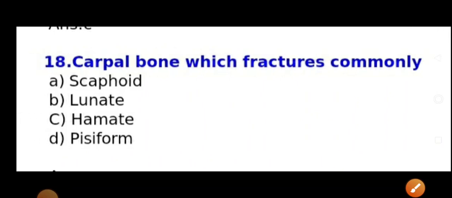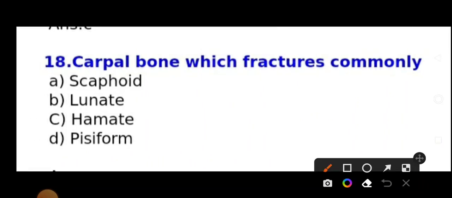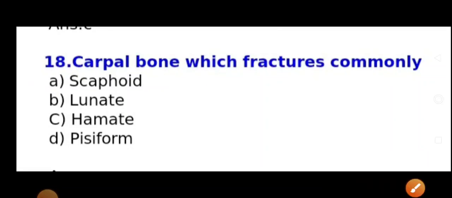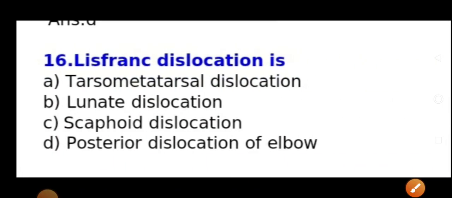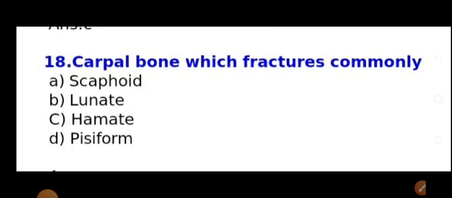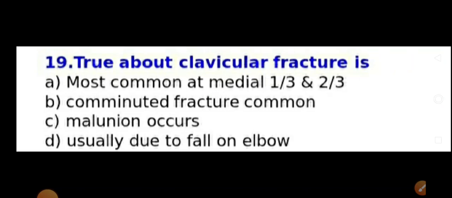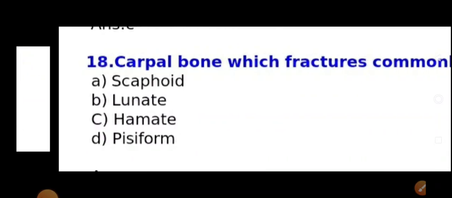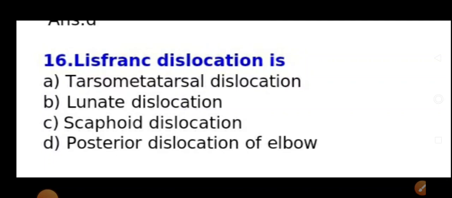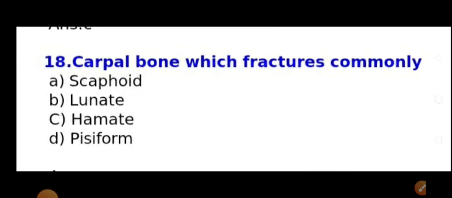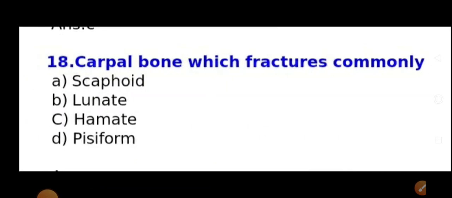Now, in carpal bone, which fracture is commonly seen? Scaphoid, lunate, hamate, pisiform. In carpal bone or outstretched hand fracture, that is considered as scaphoid. Scaphoid, so many MCQs from the scaphoid they like to ask. Okay, so write in comment section which one is the right. Here carpal bone fracture most common is scaphoid, 100%.